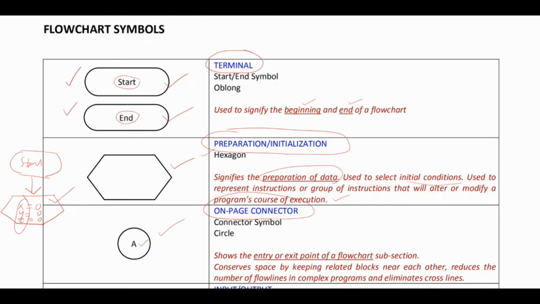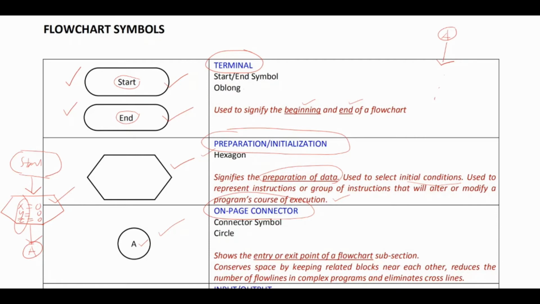For example, if we are on this page and we happen to have no more space here, and we want to continue on the top right side, then we put in here the on-page connector and say we label it A. Then we go up here and have this on-page connector here, and then we continue after the initialization with what's next. So this is an on-page connector.